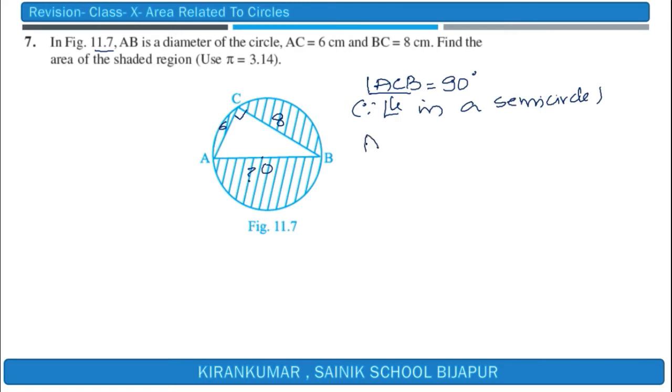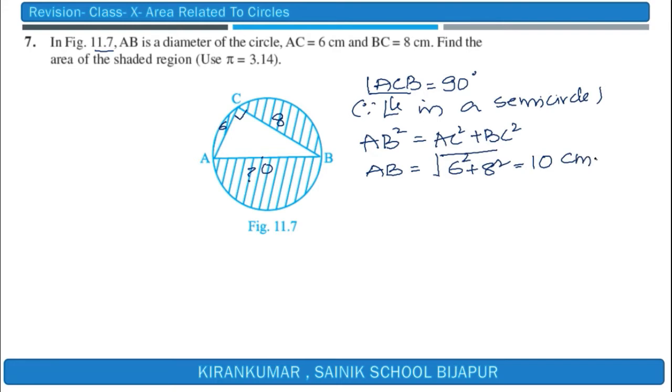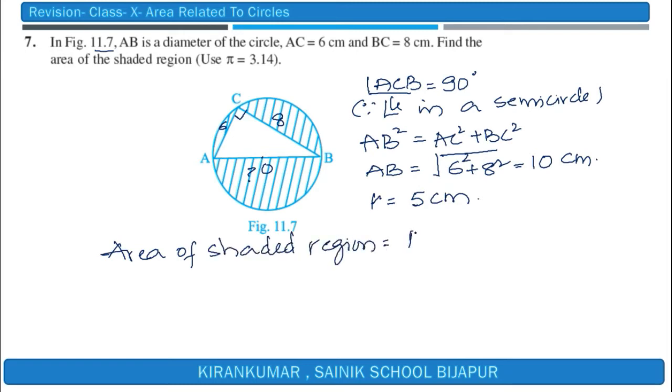So we can make use of the Pythagoras theorem. AB will become the hypotenuse; the square of the hypotenuse will be equal to the sum of the squares of the remaining two sides. Let's substitute to find the length of AB. AB will be under root 6 square plus 8 square. This will become 10 centimeter. Since AB is a diameter, the radius will become equal to 5 centimeter. Therefore, the area of the shaded region will be equal to the area of the circle minus the area of triangle ABC.